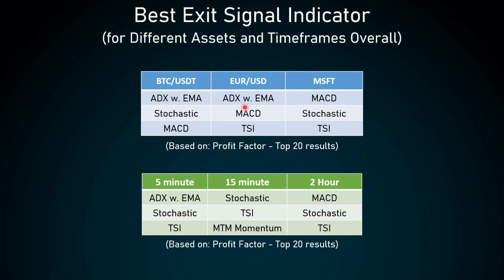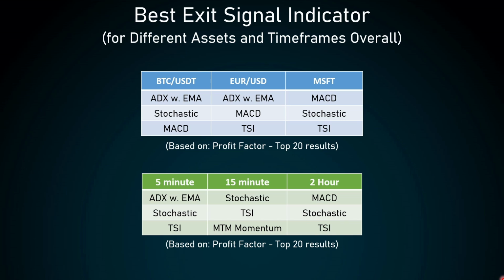is the third best. On Euro USD, again the ADX is the best, the MACD is the second, and the True Strength Index is the third. On Microsoft, the MACD goes first, the Stochastic is second, and the TSI is third. Looking at only the time frames, on the 5-minute, the ADX is the best, the Stochastic is the second, the TSI is the third. For 15-minute, the Stochastic is the best, TSI is the second, and the MTM momentum is the third. And on the 2-hour chart, the MACD takes the first place, the Stochastic is the second place winner, and the TSI is the third.